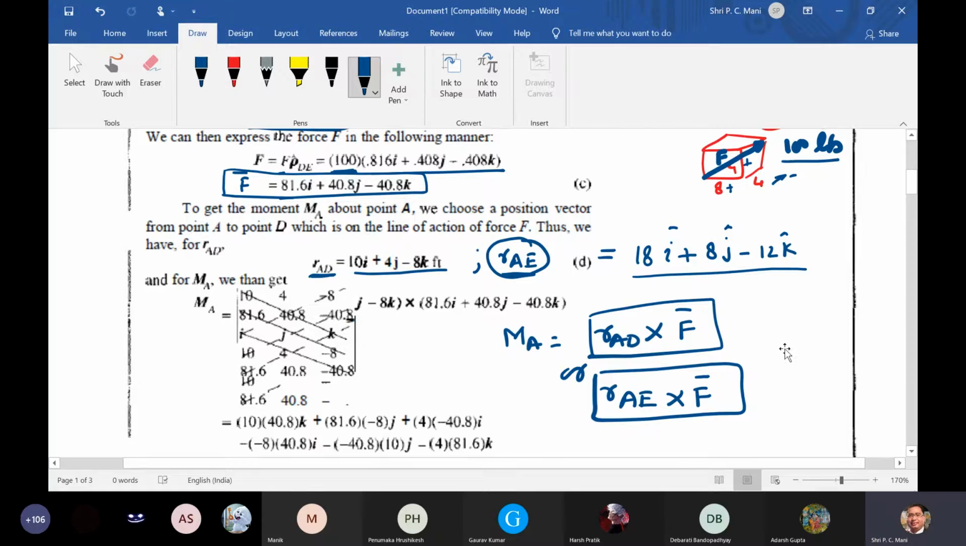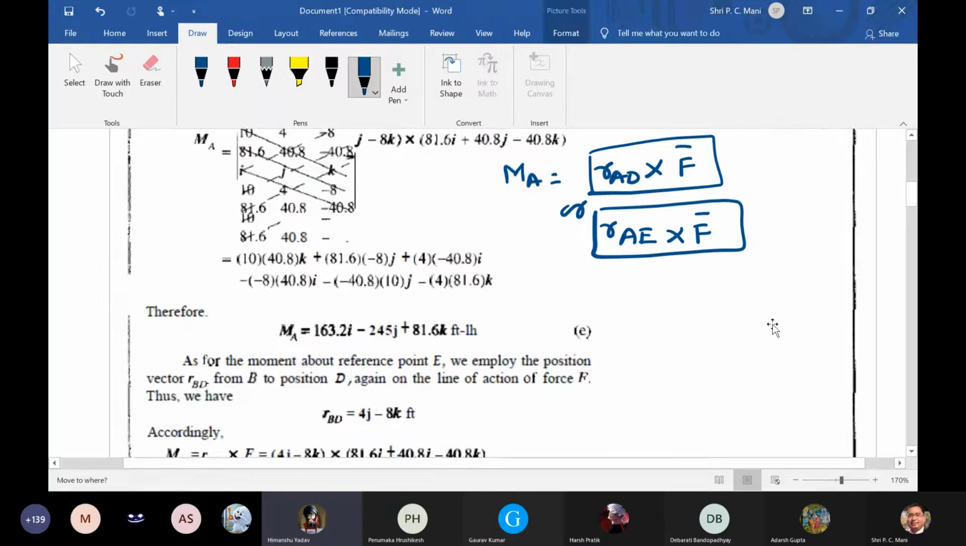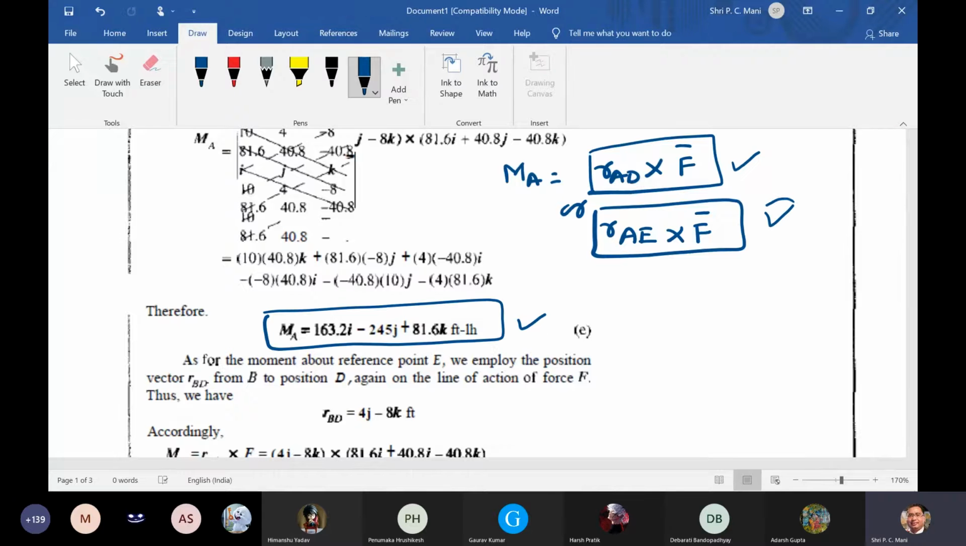Is it okay? Yes, sir. So as they have solved for you, MA is coming like this. Either you can select this one or you can select this one. From both, you will get the same result, that is this one. Okay.